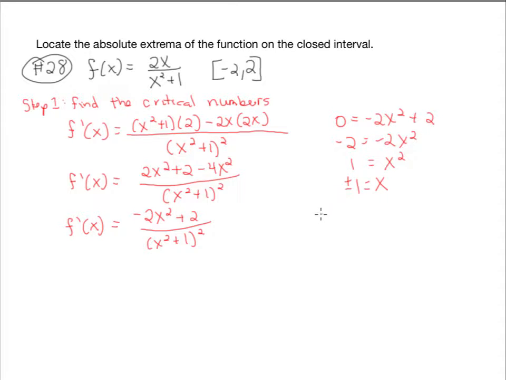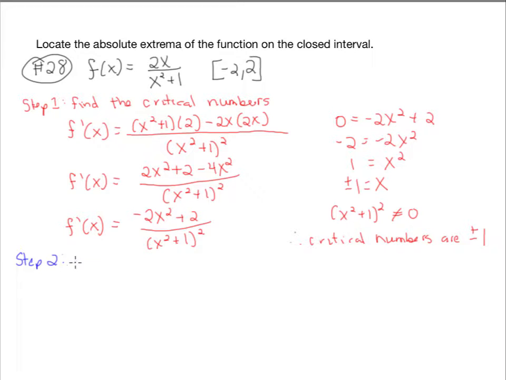Next, we need to look at when the derivative is undefined. Well, the derivative is undefined, in this case of a fraction, when the denominator will equal 0. So we ask ourselves, when can x squared plus 1 quantity squared equal 0? Well, that can never happen. So that means we only have two critical values in this problem, and that is negative 1 and positive 1.